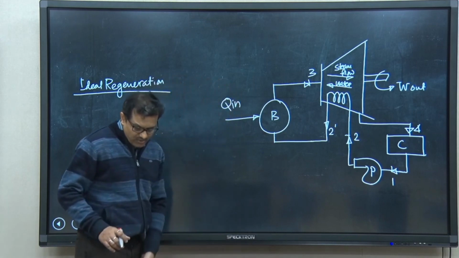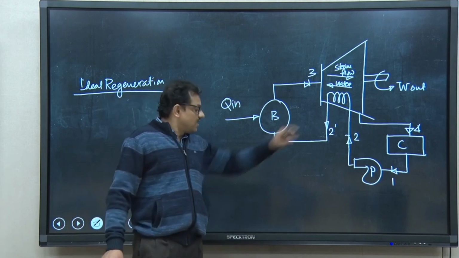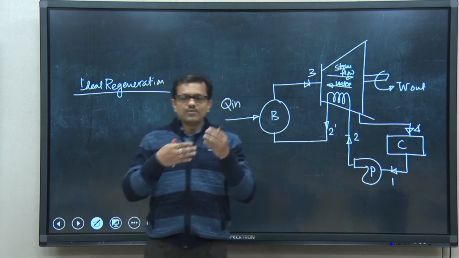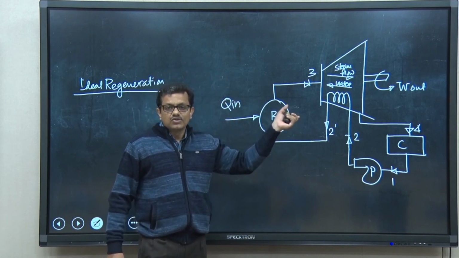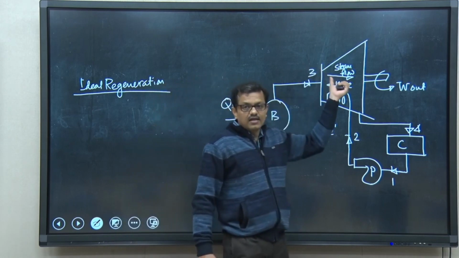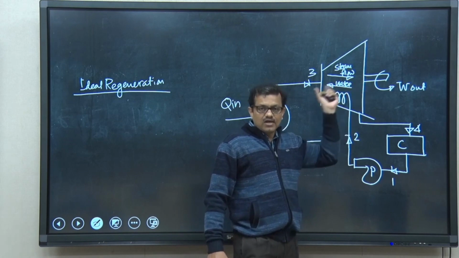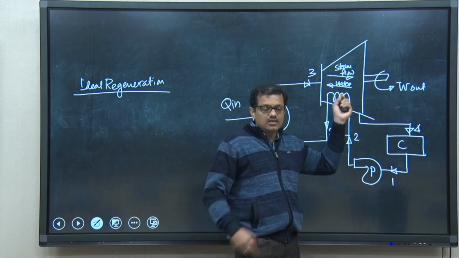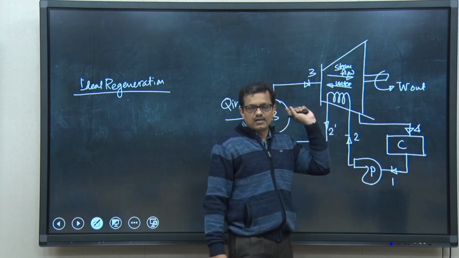So, what we understand from this process is that the idea is to take heat from one part of the cycle. So basically, what is the working substance? Water and steam. So, the idea is to take heat from one part of the cycle from the working substance, and that heat is used to heat up the working substance in another part of the cycle.